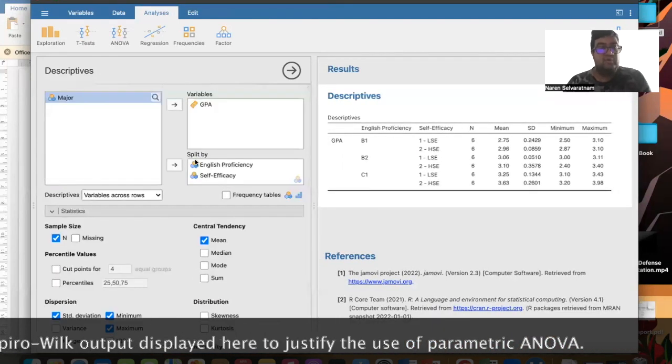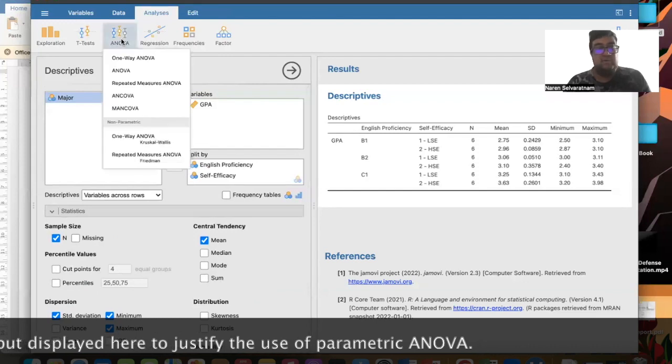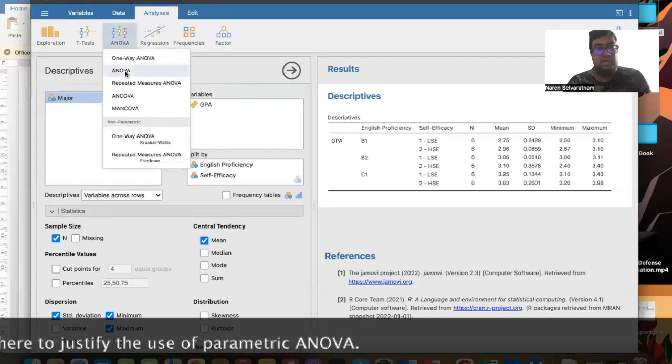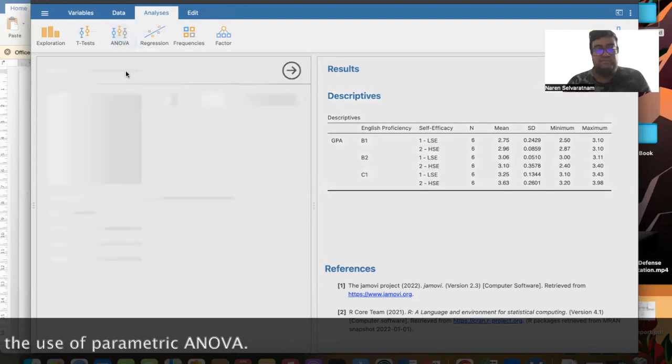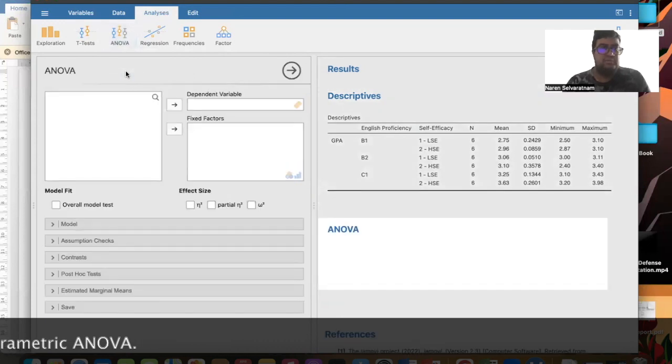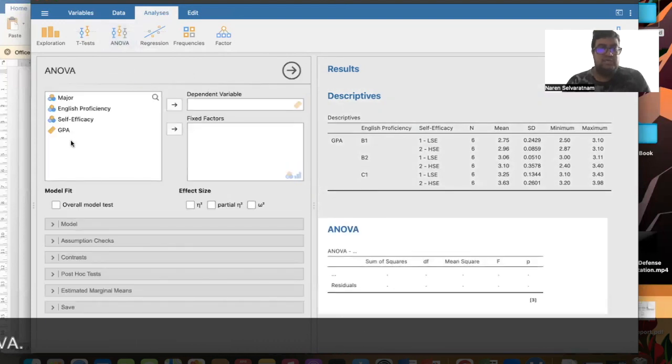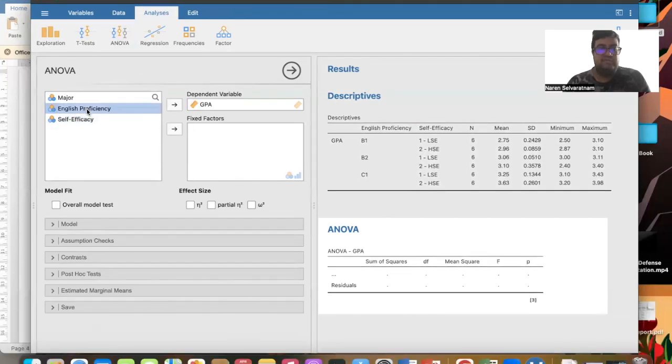Now, here's what I'm going to do. I need to run an ANOVA. I'm going to click on this ANOVA option, and I'm going to click on this ANOVA here. This will ask you for the dependent variable. Dependent variable is my GPA. What are my fixed factors? English proficiency and self-efficacy.